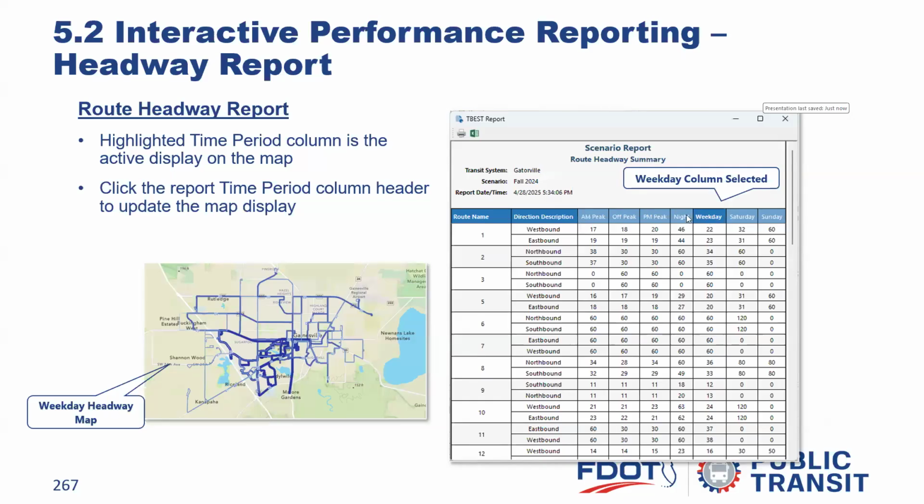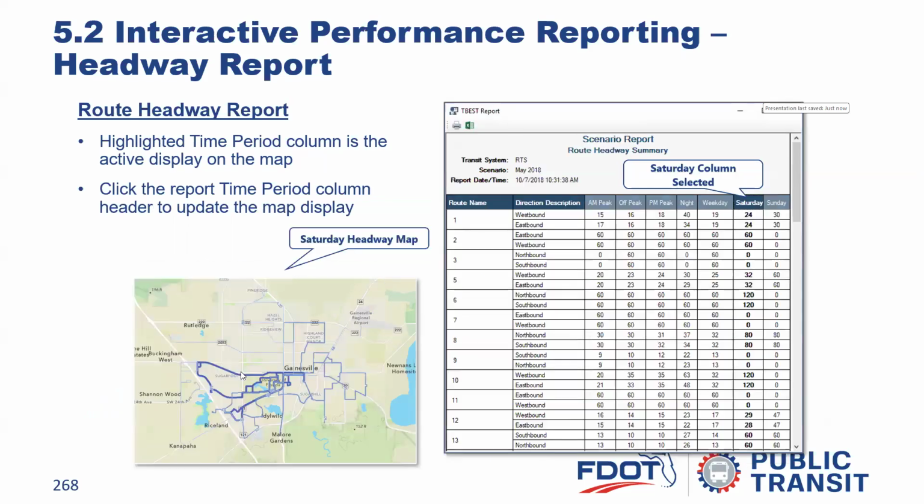Whenever we click on the headers, it will change the map itself to show the headways for that period. So you can see that the map is showing the weekday headway map, but we can switch that to, in this case, Saturday. And now the map looks different because the Saturday headways are different. Your service is very different between weekday and Saturday, at least in this case. So just clicking the headers of the headway report will give you a change in your map.